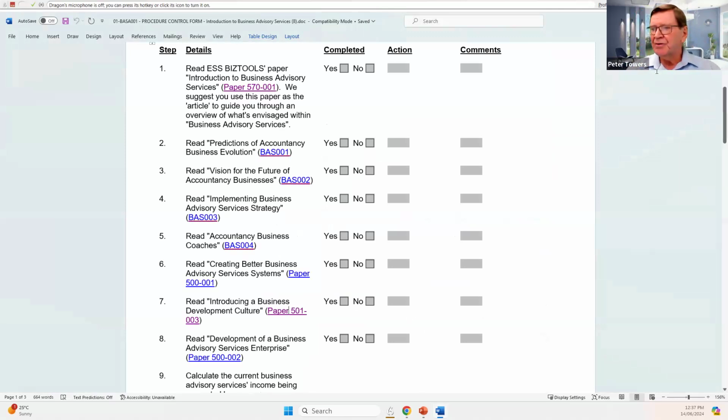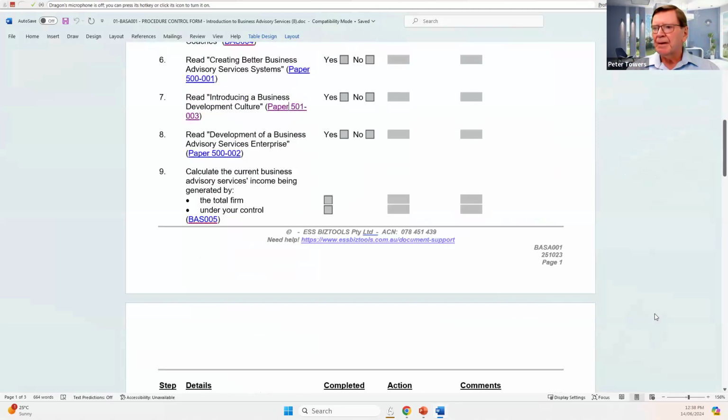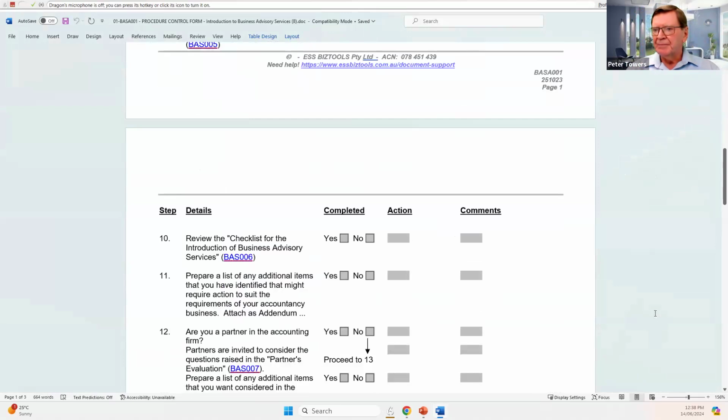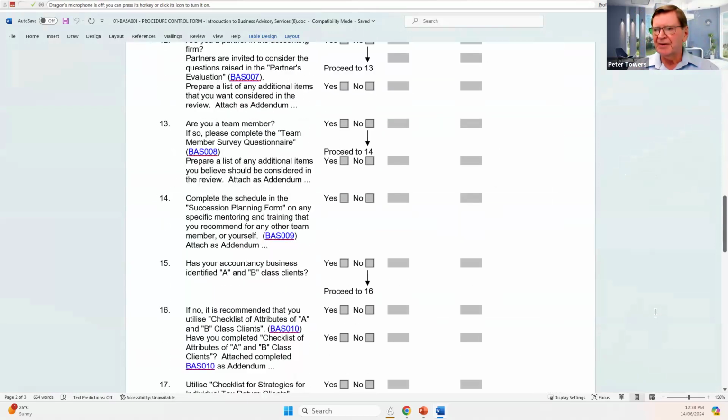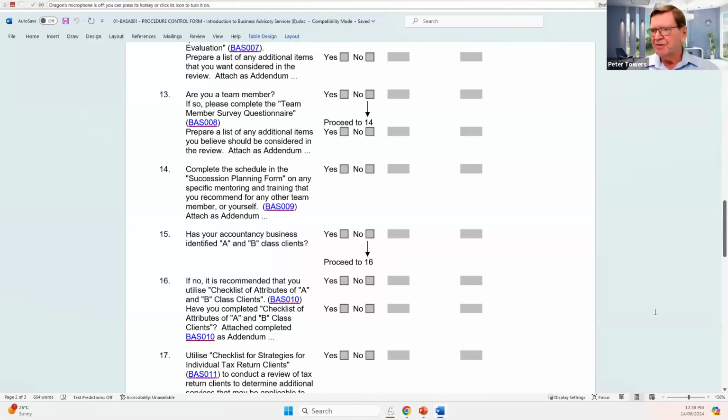I also want to show you, and we just go through the remainder of this format. I thought there was another paper that I was going to bring up.